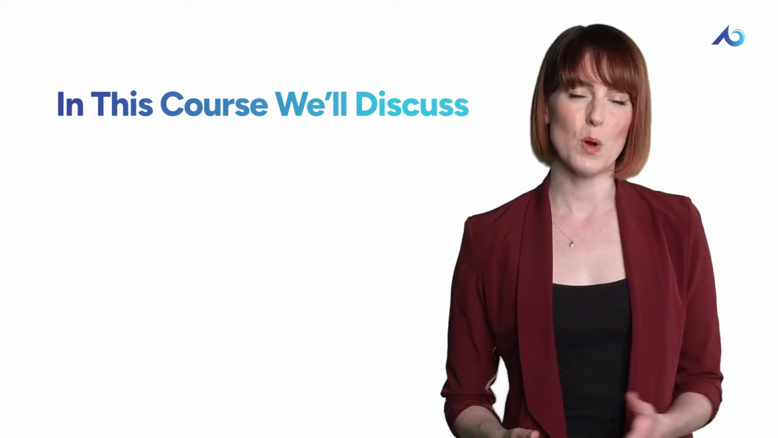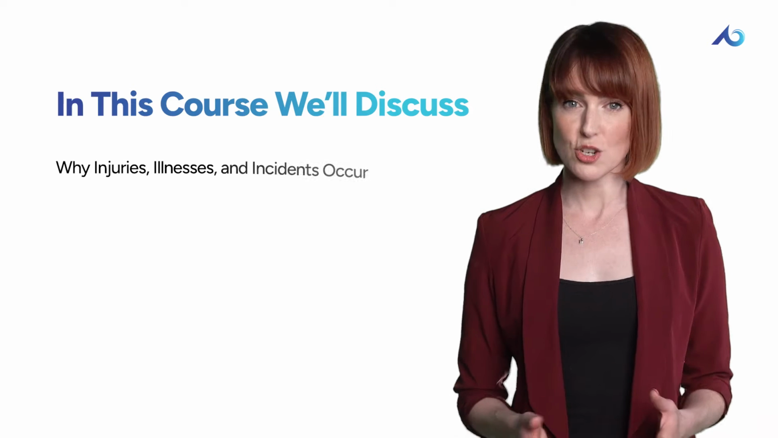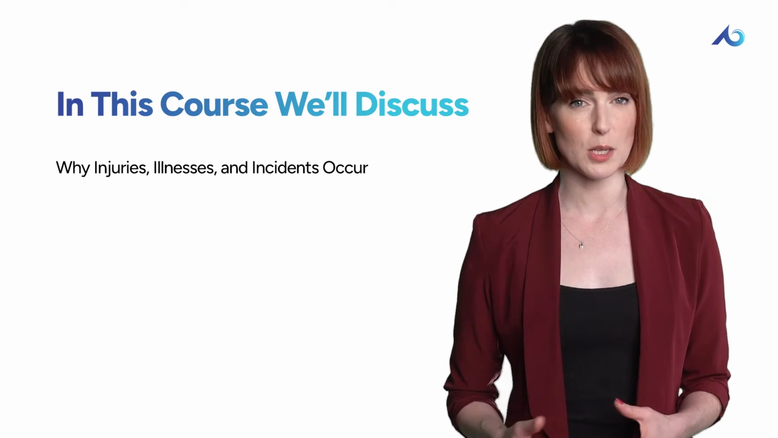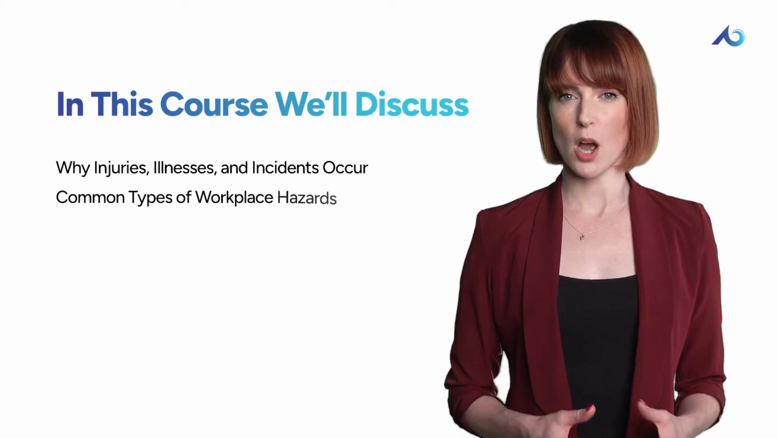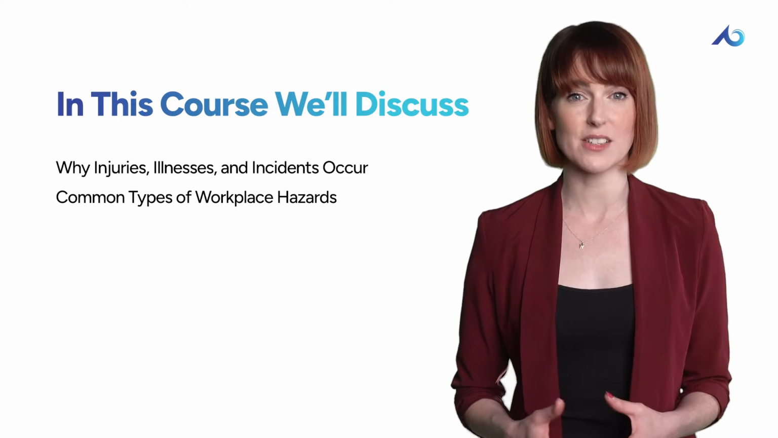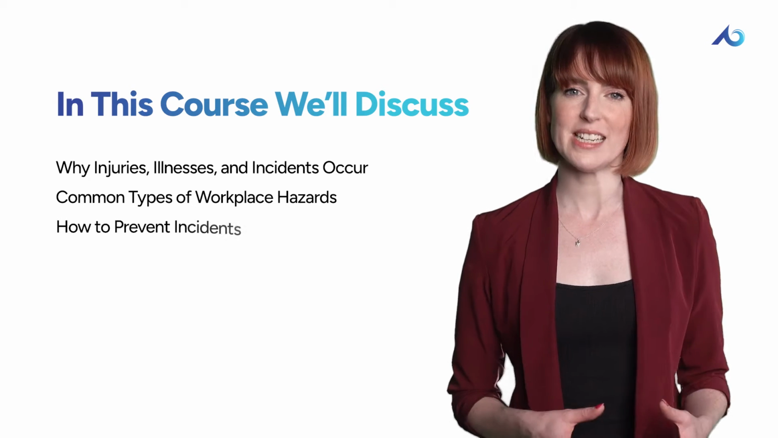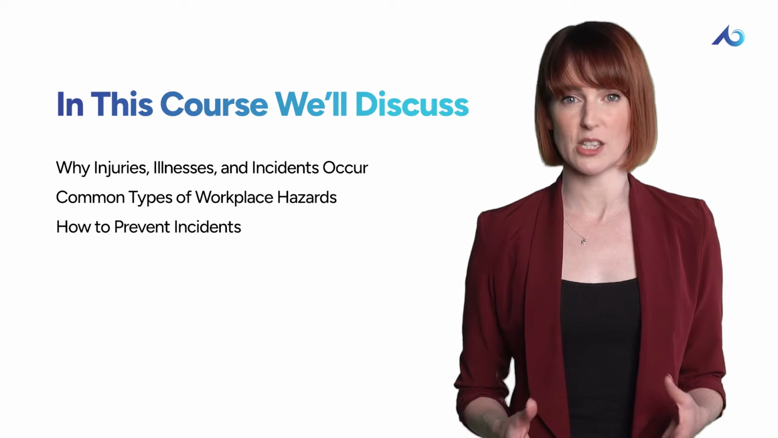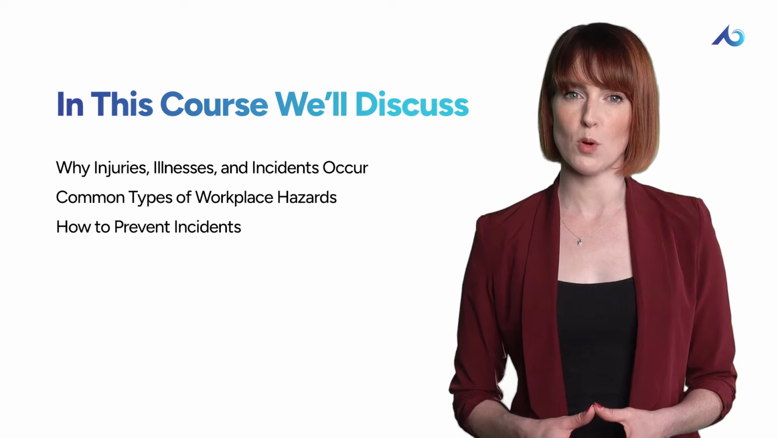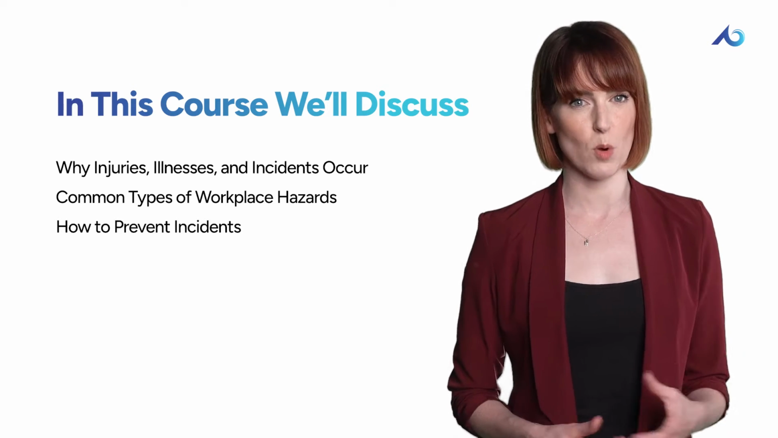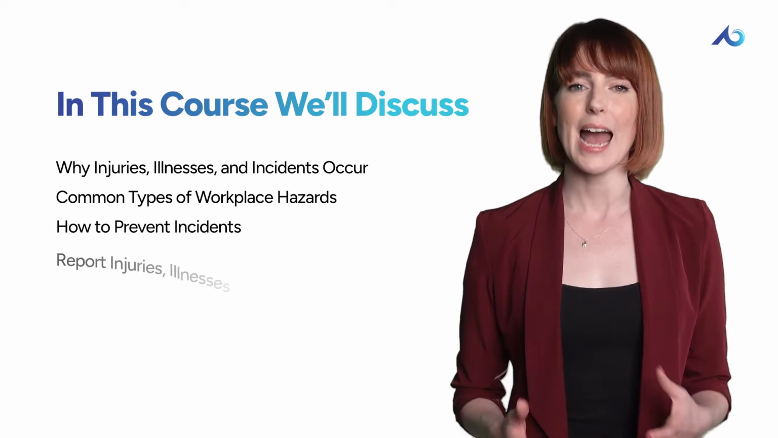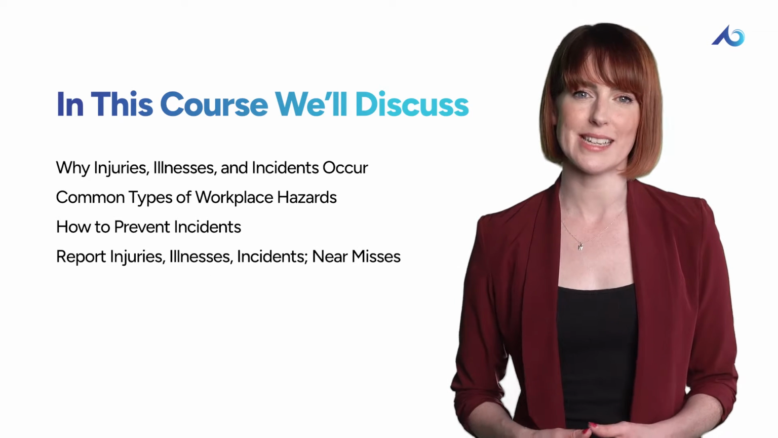In this course, we'll be discussing why injuries, illnesses, and incidents occur in the workplace, what the common types of workplace hazards are and examples of each, how to prevent incidents by conducting periodic inspections, job safety analysis reports, and root cause analysis reports when necessary, and how to report injuries, illnesses, incidents, and near misses.